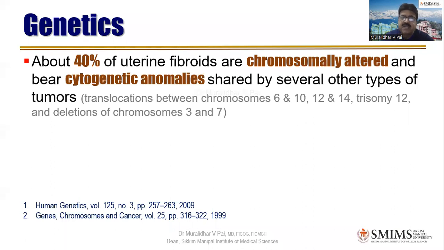Similarly, about 40% of uterine fibroids are chromosomally altered and bear cytogenetic anomalies shared by several other types of tumors: translocations between chromosomes 6 and 10, 12 and 14, trisomy 12, and deletions of chromosomes 3 and 7. We can't remember all these things. Impossible to remember. Anyway, for PGs, no choice.